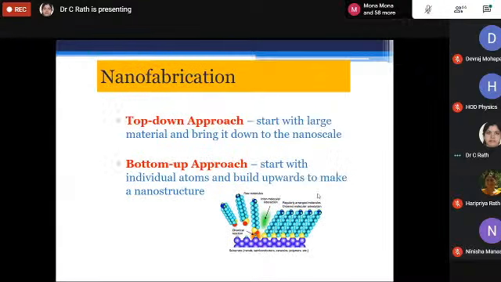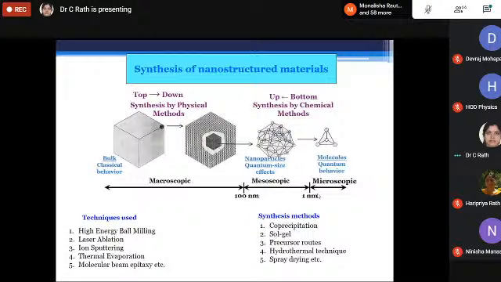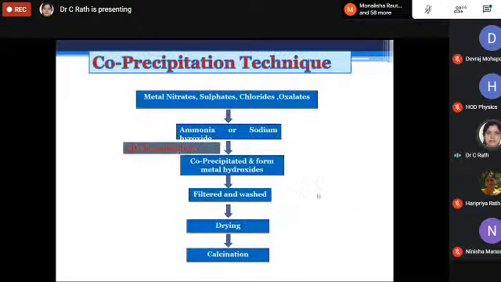So this is nanofabrication. Everybody could have understood this. And these are the different types of techniques one uses for nanoparticles.